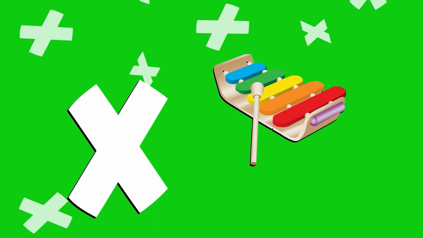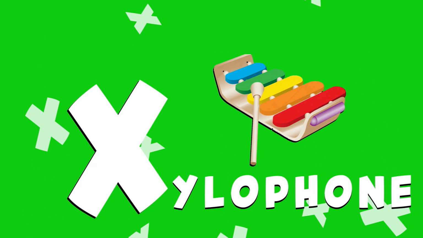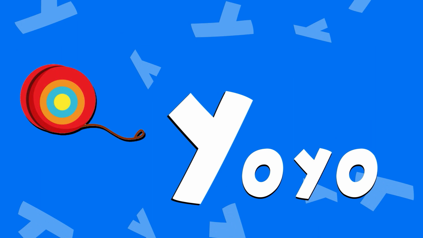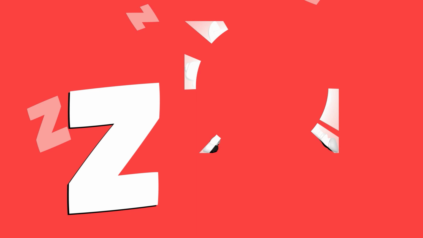W. X is for xylophone, x x xylophone, x x xylophone. X xylophone. Y is for yo-yo, y y yo-yo, y y yo-yo. Y yo-yo. Z is for zebra, z z zebra, z z.